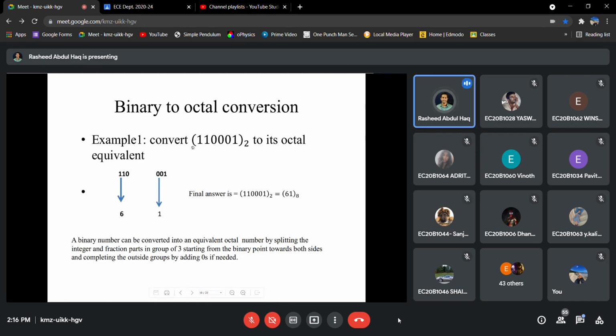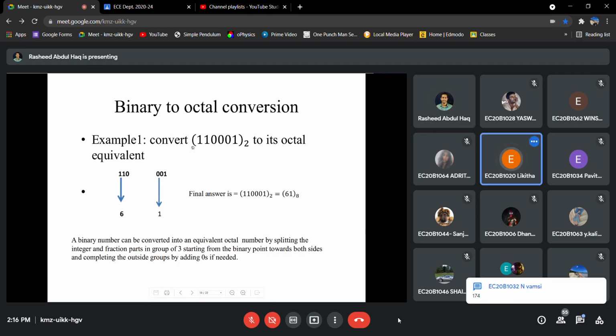Okay, can someone else tell me the hexa number of the same one? Roll number 20. Sir. Yeah, can you tell me the hexa number for this one? 5 ones and 2 zeros. Hexa number. Sir. Yes, sir. 1 minute.